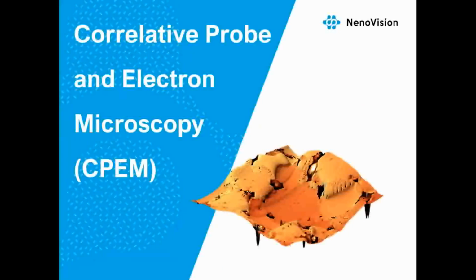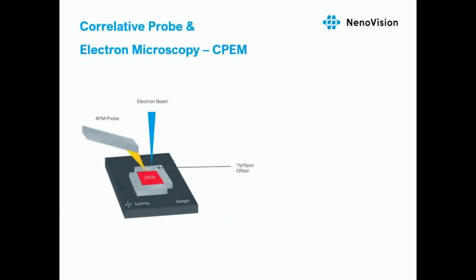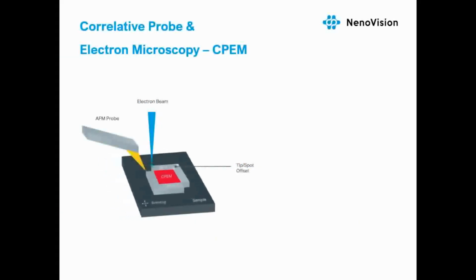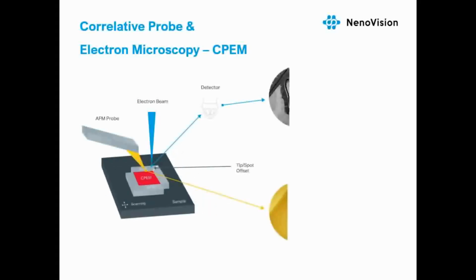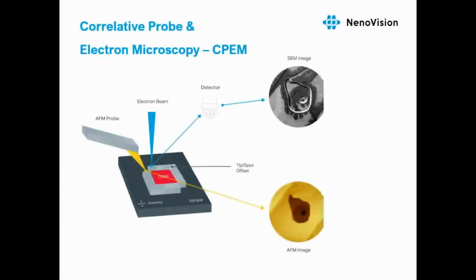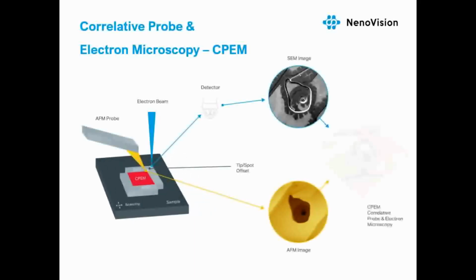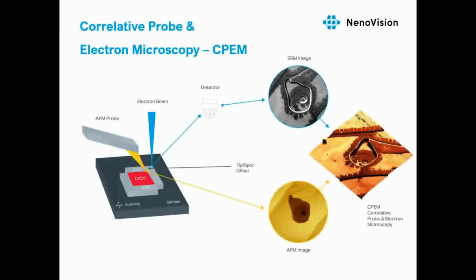As already mentioned, CPEM stands for Correlative Probe and Electron Microscopy and represents the next step in correlative imaging. So let's have a look at how it actually works. On the sample, the electron beam points close to the AFM tip with a constant offset. And during scanning, the AFM tip and electron beam remain static. The sample is being scanned only by the LightScope piezo scanner, which enables simultaneous detection and acquisition of AFM and SEM signals at the same time, in the same place, and under the same conditions. This technology is unique to LightScope and was developed for seamless data correlation.